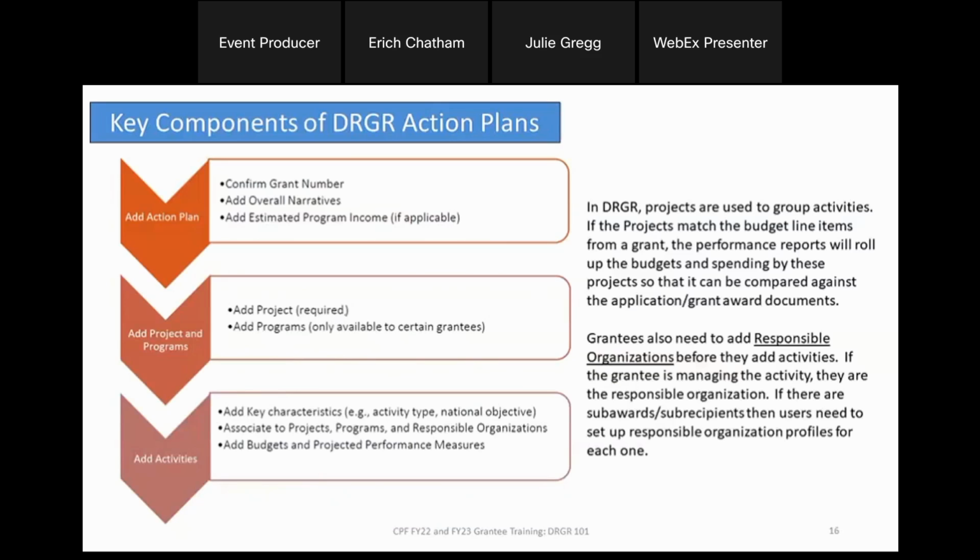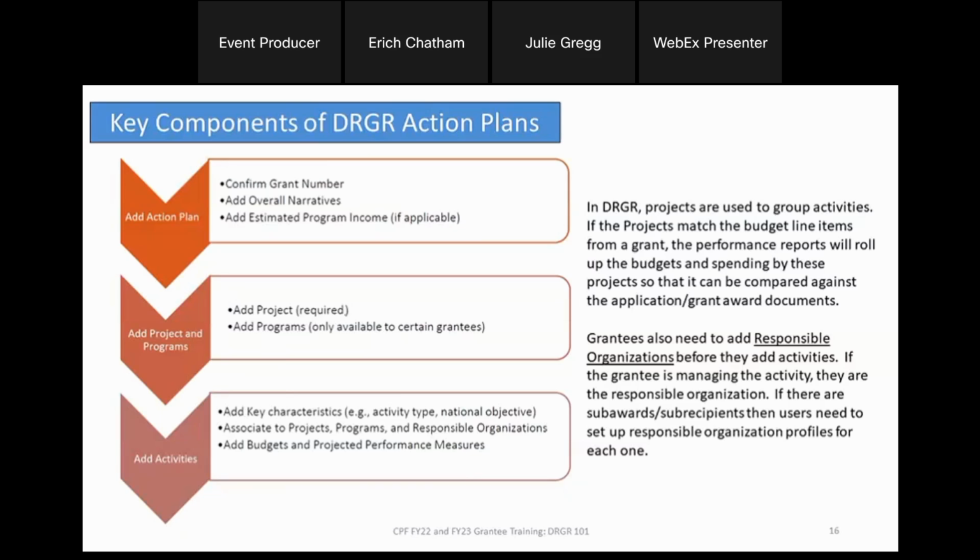So, the key components of the DRGR action plan. First, we're going to, in DRGR, add an action plan. We're going to confirm our grant number. We're going to provide some overall narratives. And if your program anticipates generating revenue or program income, you'll add that to your budget. In DRGR, projects are used to group activities. And if the project matches the budget line items from a grant, the performance reports will roll up these budgets and spending by these projects so they can be compared against the application.